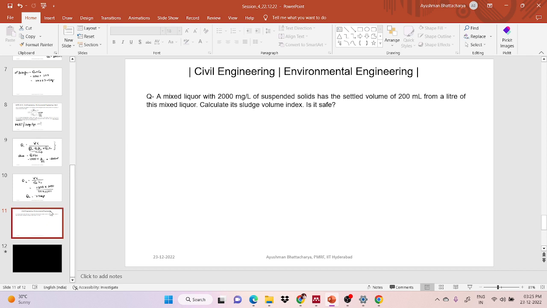Now, this is one of the practice questions. A mixed liquid with 2000 milligram per liter of suspended solids has a settled volume of 200 milliliter from a liter of the mixed liquid. Calculate the sludge volume index. Is it safe? So we have to calculate SVI, and then they are asking whether it is safe or not.